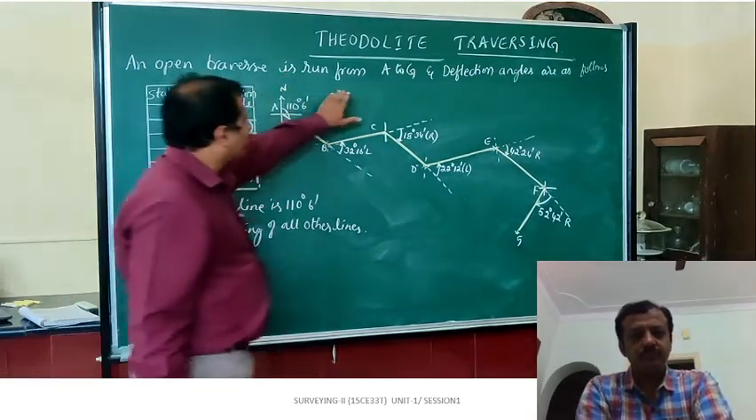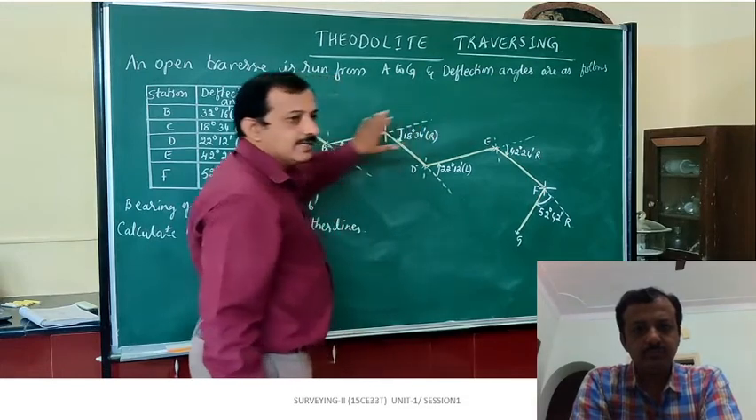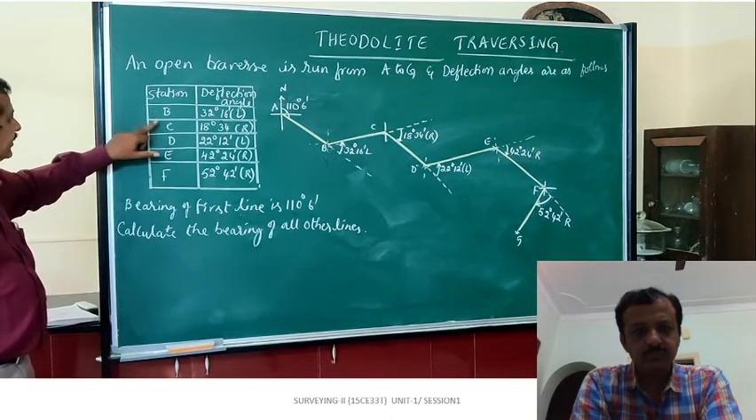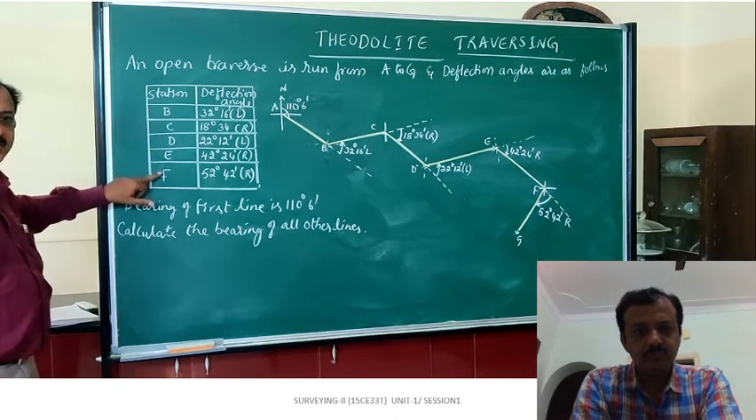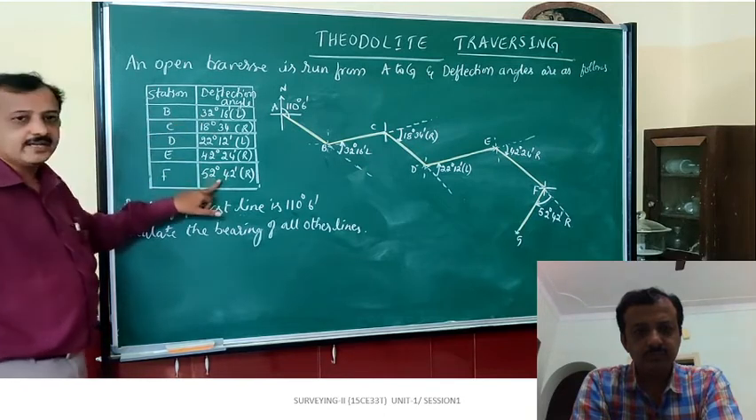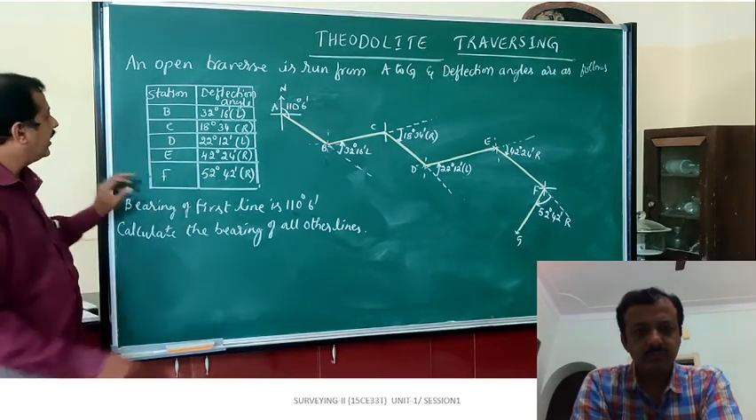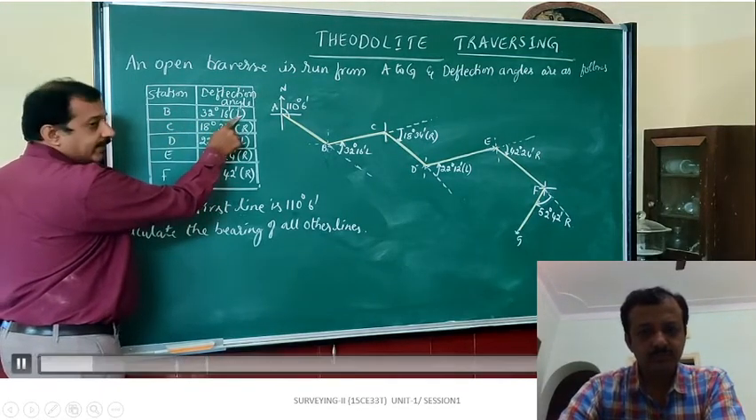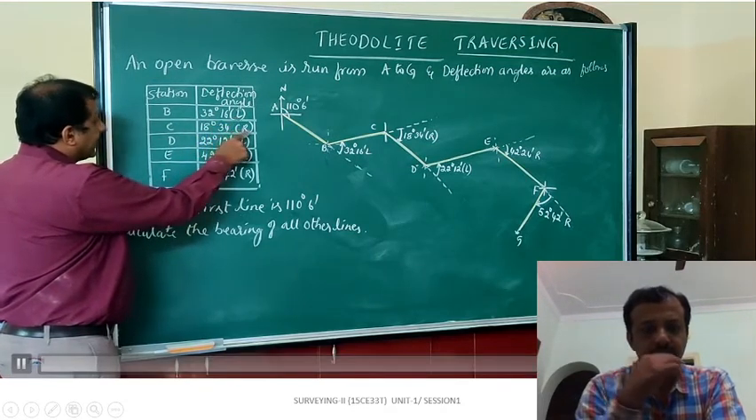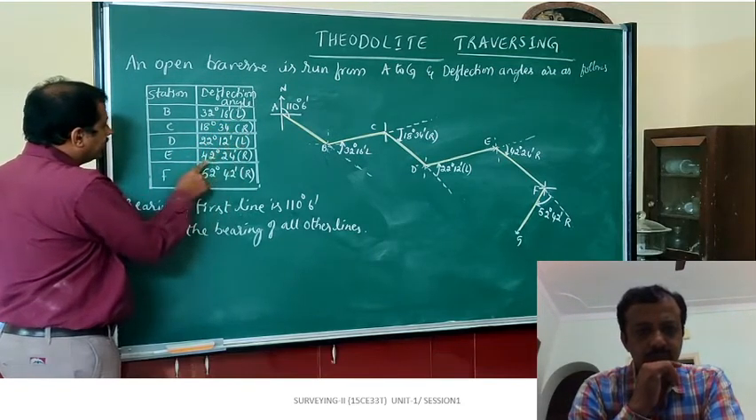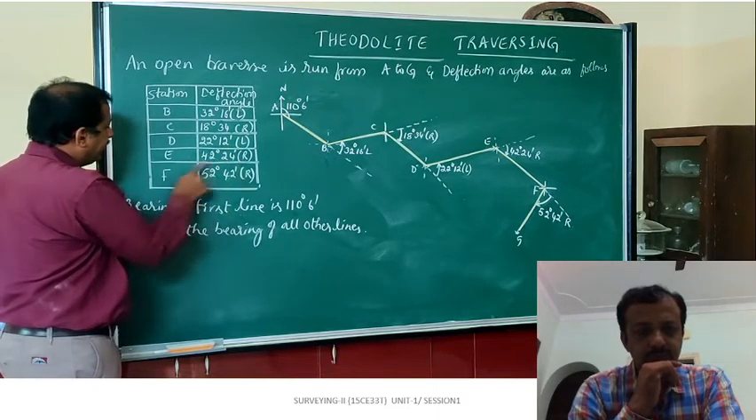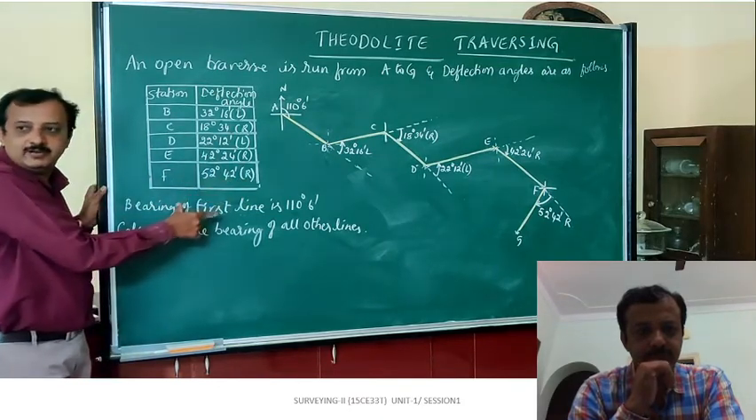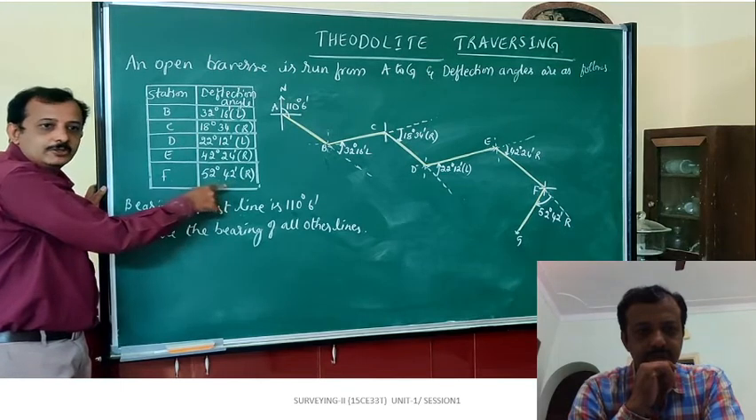An open traverse is run from A to G and deflection angles are as follows. These are the station points: B station, C station, D station, E station and F station, and these are the deflection angles at different station points. At station B, deflection angle is 32 degrees 16 minutes. Station C and the direction is important. 18 degrees 34 minutes to the right, 22 degrees 12 minutes to the left. At E, 42 degrees 24 minutes to the right, and at F, 52 degrees 42 minutes to the right. These are the deflection angles given, and direction of deflection angles are also mentioned.